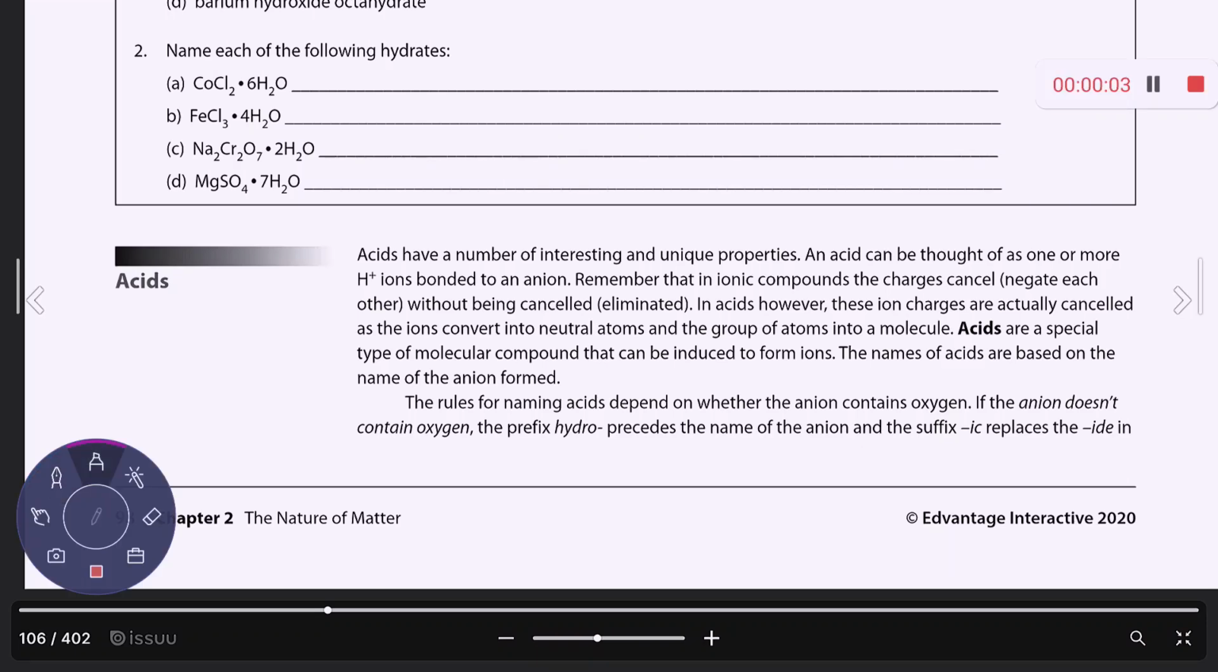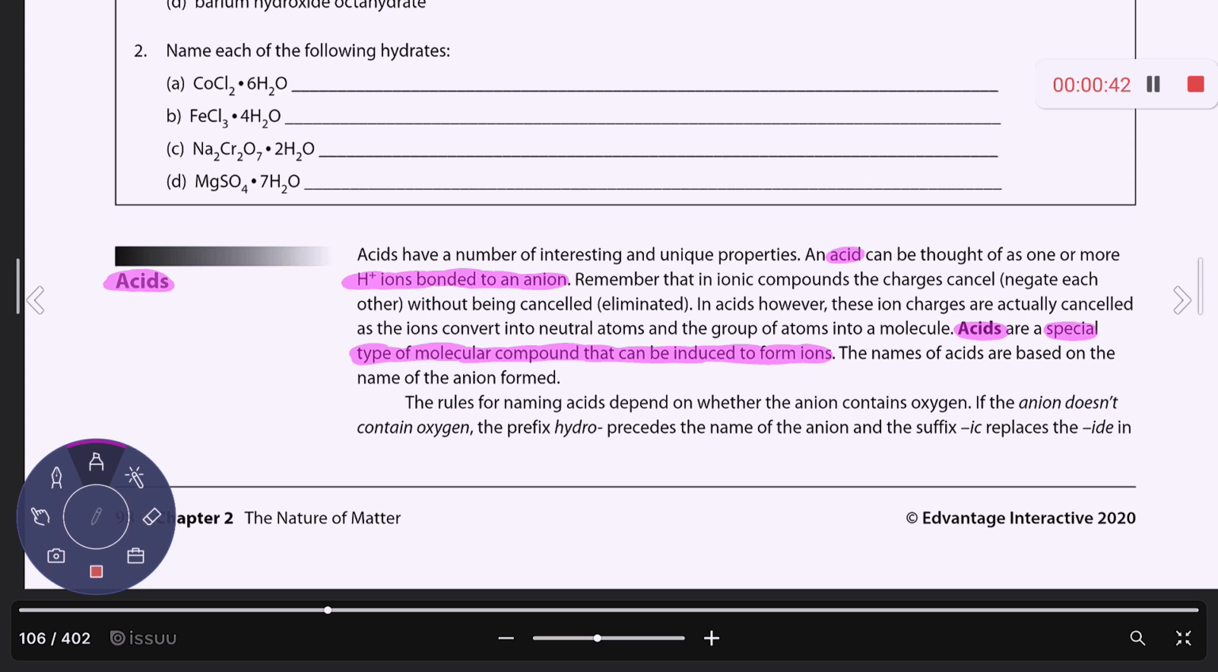Okay. In your book, the last part of this section has to do with acids, of which there are two different types. Acids contain a hydrogen ion bonded to an anion. Here, acids are special types of molecular compounds that will form ions when we dissolve them in water. And the names are really based upon whether they contain oxygen or not.